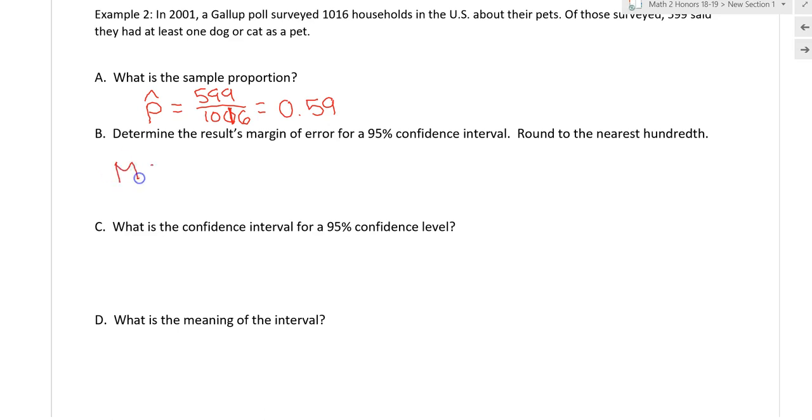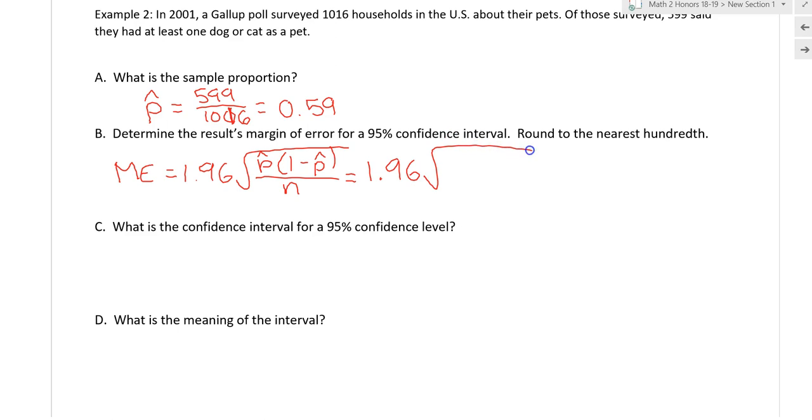Margin of error: 1.96 times the square root of p hat times 1 minus p hat over n. Our p hat is 0.59. What's n? 1,016, the total number of people we asked. When I type that in my calculator, we get 0.03. What is our confidence interval?